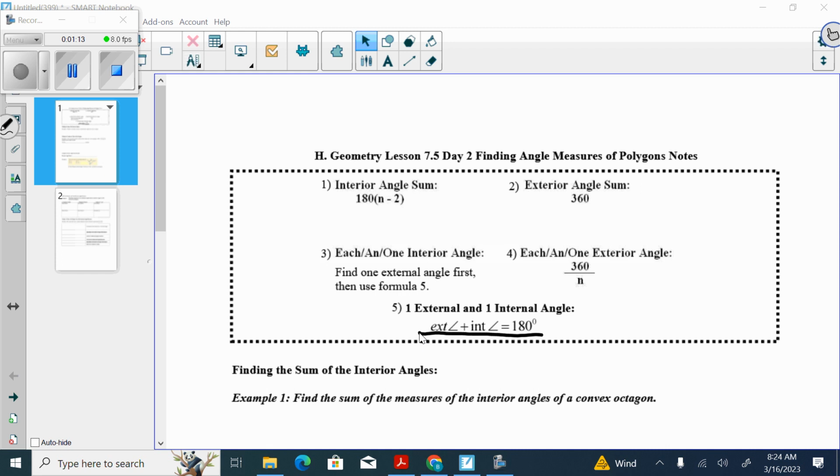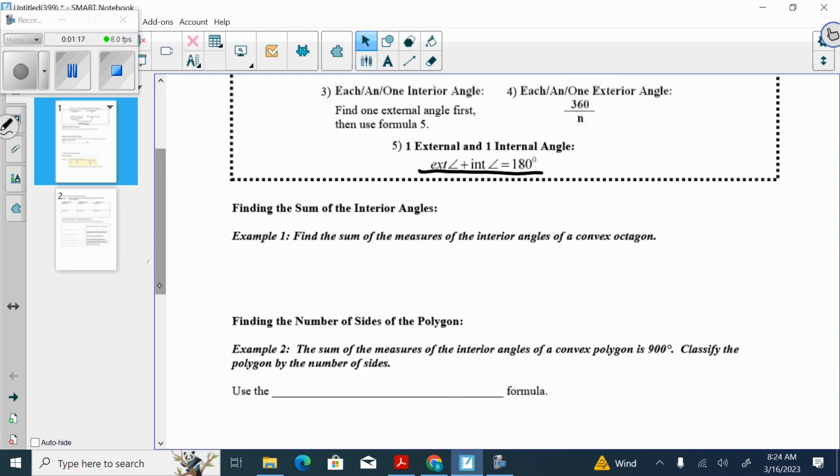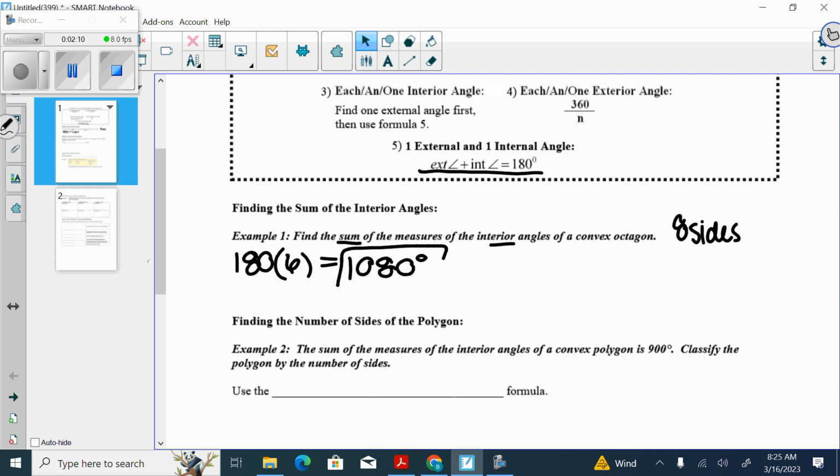All right, so let's look at an example here. It says to find the sum of the measures of the interior angles of a convex octagon. Well, an octagon means it's going to have how many sides? 8. So we know we're looking at an 8-sided figure. If it wants the angle sum, that's the very first formula we found yesterday, right? So sum of interior formula is 180 times n minus 2. For us, what is n minus 2 going to be? 6. And what is 180 times 6? A lot of y'all have calculators in front of you. Good. So there's our angle sum for an octagon.